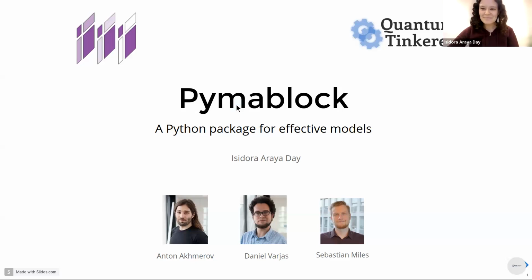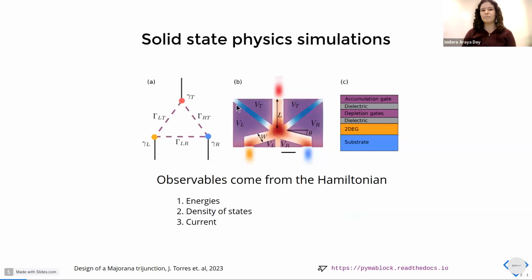Let's see. So for a little bit of context, there are several projects in our group, and many of them are about solid-state physics simulations. So we have systems that correspond to Hamiltonians, and we want to compute observables from them. And these observables go from energies to density of states. We want to compute currents. And typically to calculate these observables, we need to diagonalize the Hamiltonian and find some eigenstates and some eigenenergies so that we can compute them.